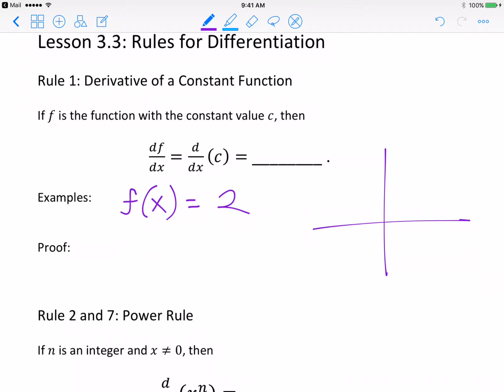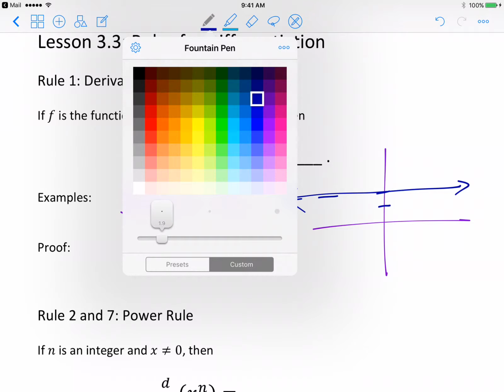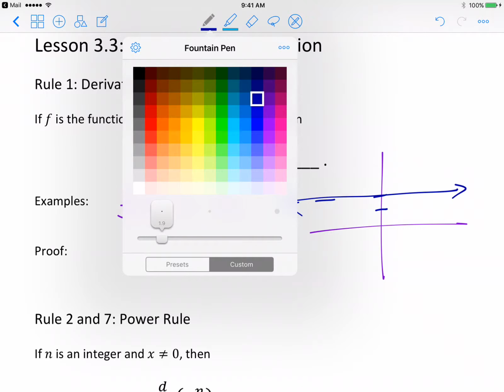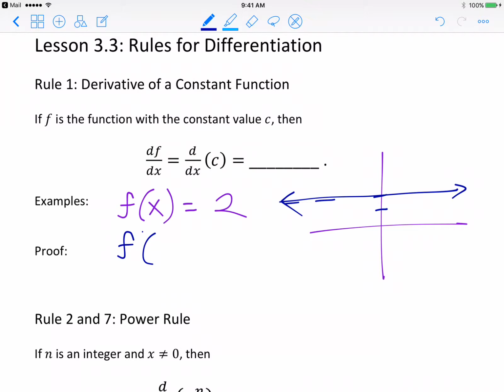Graphically speaking, your equation, your function rule could be interpreted as y is equal to 2, which means your y values are 2 no matter what the x value is. The y value doesn't depend on the x value. And to find the derivative of that, the slope of the tangent line, in other words, would be the slope of this horizontal line, which would be 0. So just graphically, we know that the derivative of this particular constant function is equal to 0.